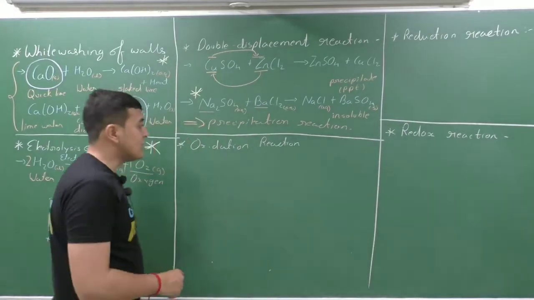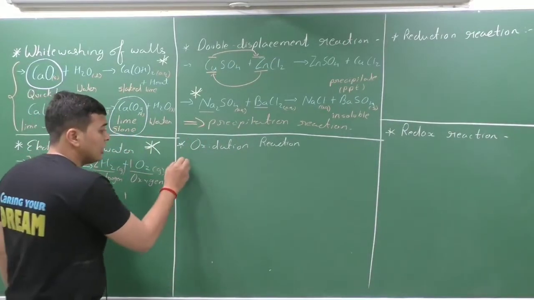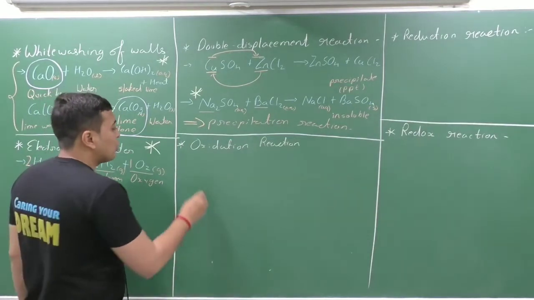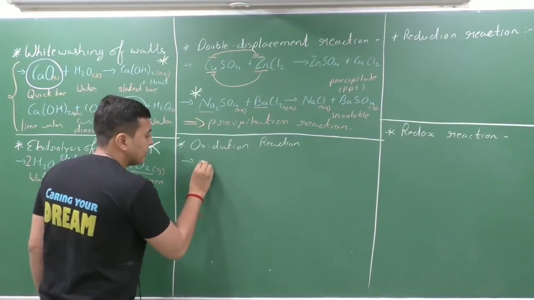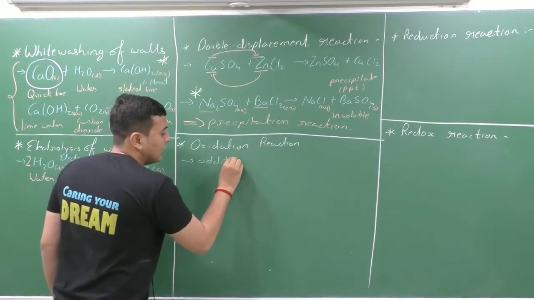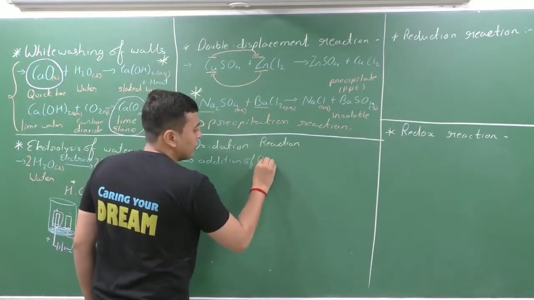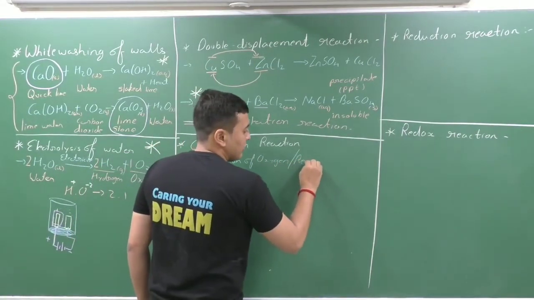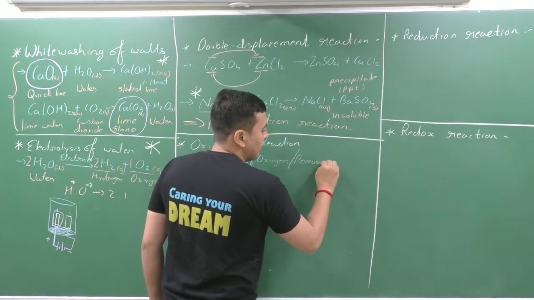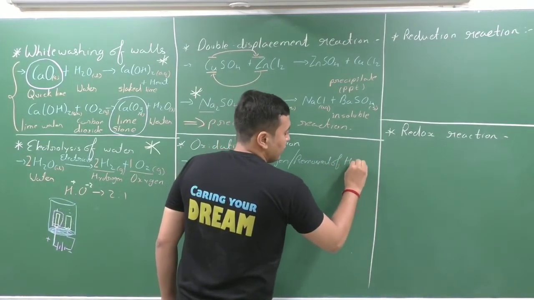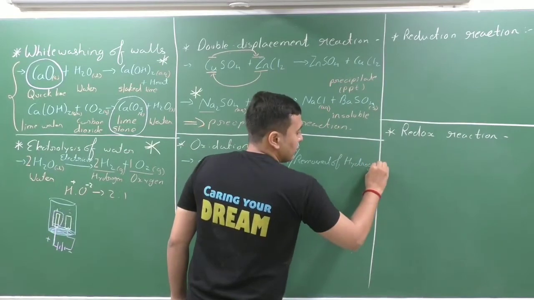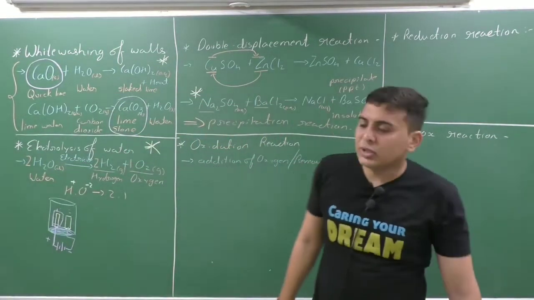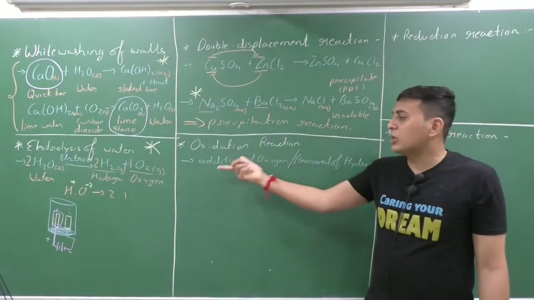On to the oxidation reaction. What is oxidation reaction? It is quite simple. Addition of oxygen or removal of hydrogen. Addition of oxygen or removal of hydrogen is known as oxidation reaction.